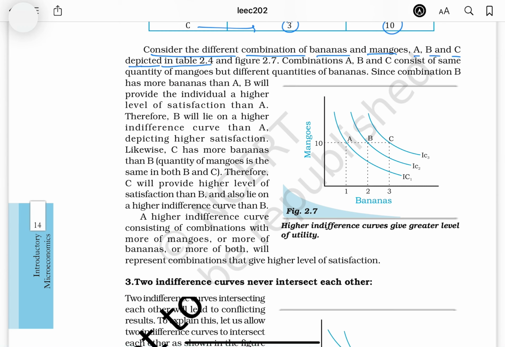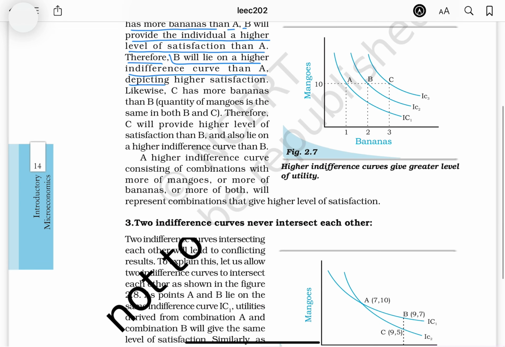depicted in table 2.4 and figure 2.7. Combinations A, B, C consist of the same quantity of mangoes but different quantities of bananas. Since combination B has more bananas than A, B will provide the individual a higher level of satisfaction than A. Therefore, B will lie on a higher indifference curve than A, depicting higher satisfaction.